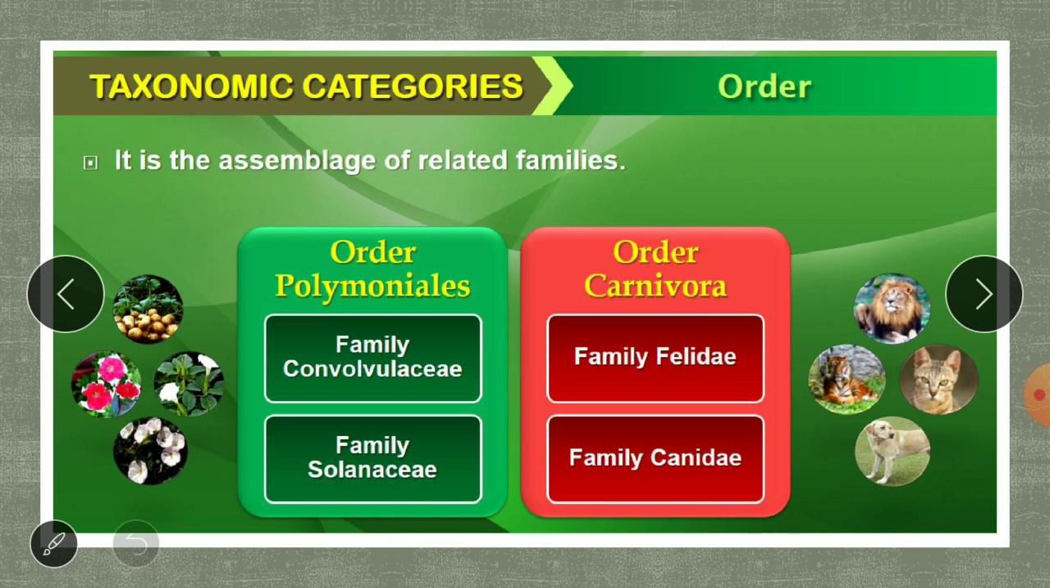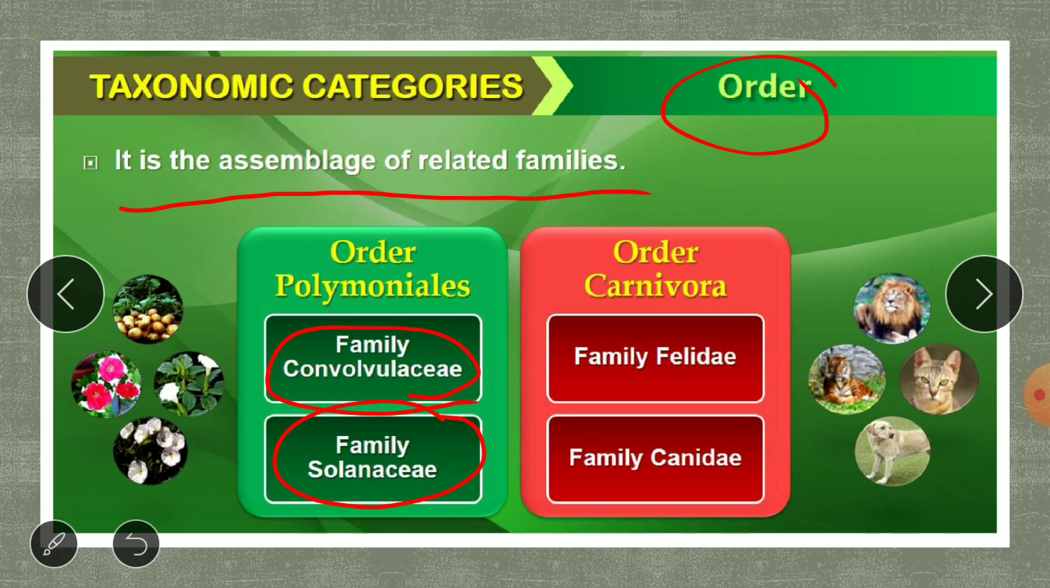Then coming to the next one, that is your order. Order is nothing but the assemblage of related families. Families which have some characters in common are put into the same order. In plants we can take the example of family Convolvulaceae and family Solanaceae. Both are going to be included in the order, that is Polemoniales.